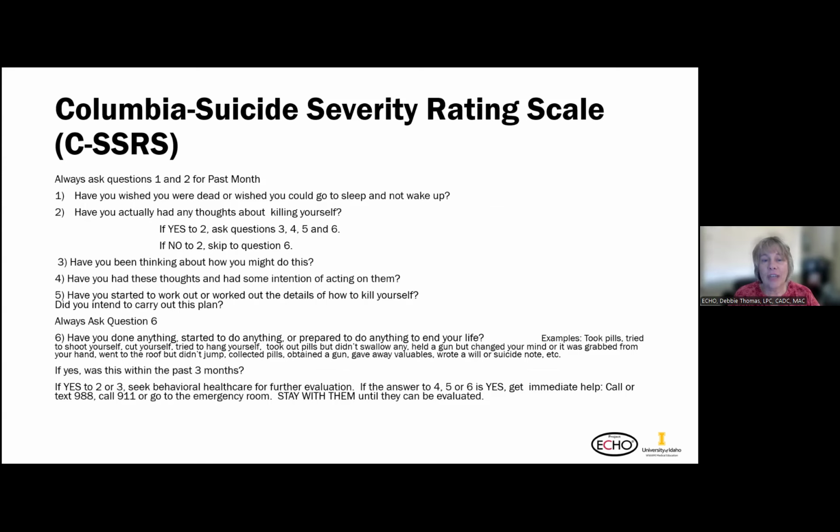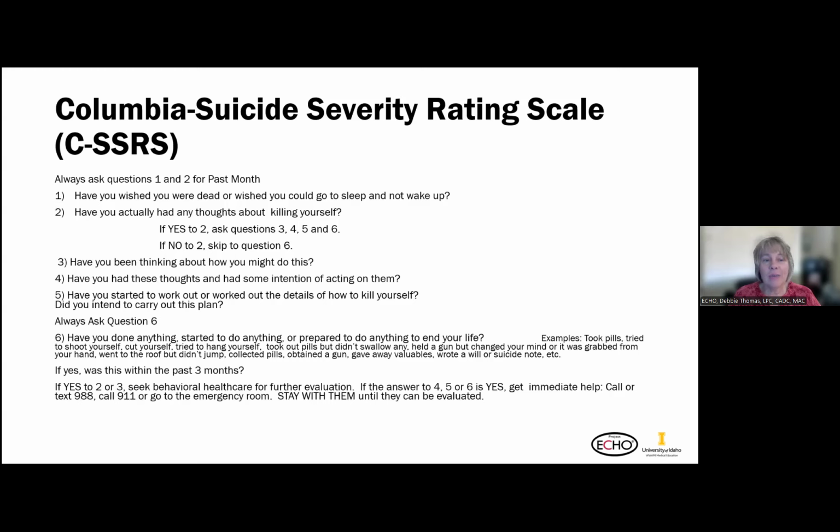And if they answer yes to question 2, you go on to the other questions, which are 3, 4, and 5, which then helps you figure out, have you been thinking about how you might do it? So that's the start to narrow down what the plan is. And have you had these thoughts and had more intentions of acting on them? So how often are they thinking about it? How lethal is that idea that they have?